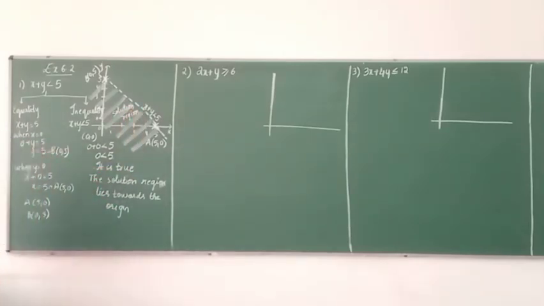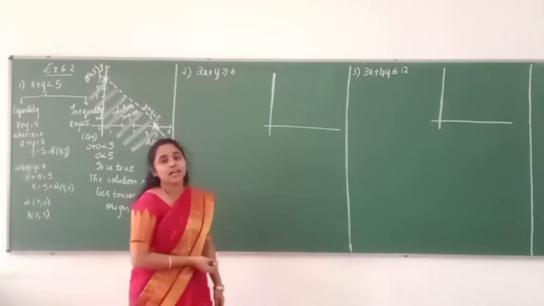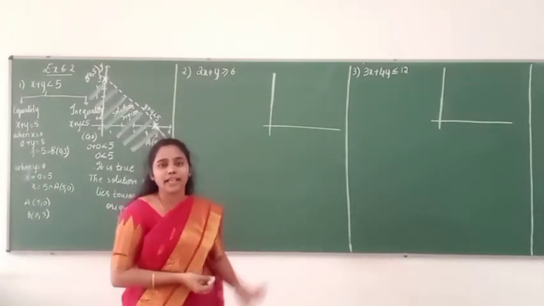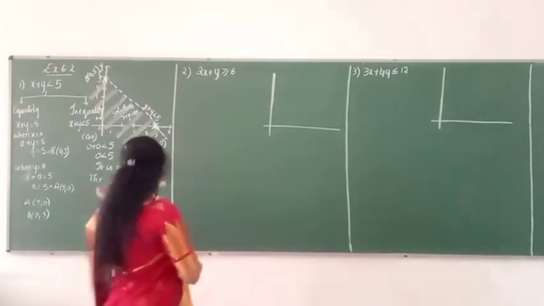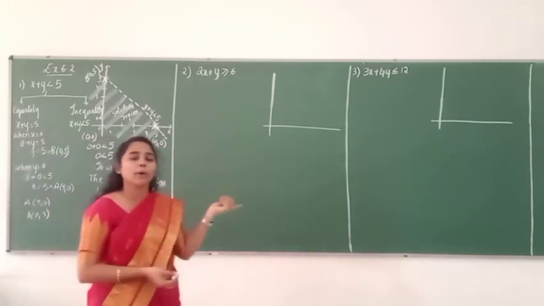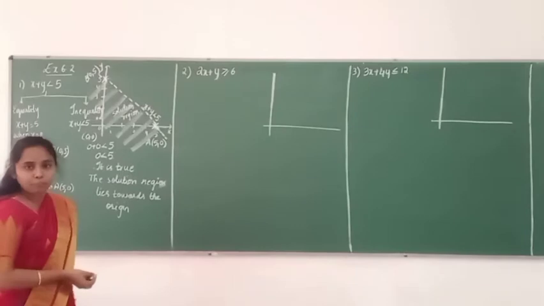Okay, now let us move on to the next problem. Whatever I am going to solve, that is the whole exercise 6.2, is completely based on this method only. Apart from this, if you have any other method, like the one I used for inequality, x by a plus y by b is equal to 1, even in that format you can write and find the a point as well as the b point.